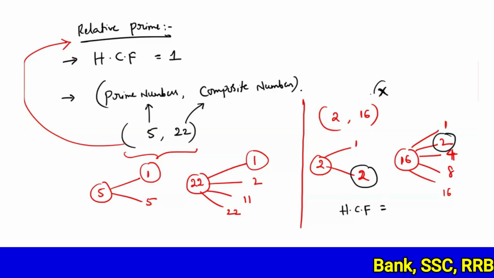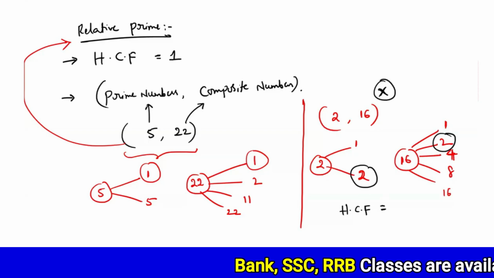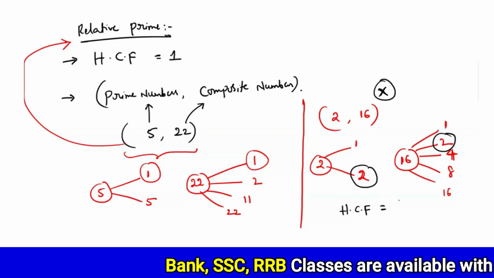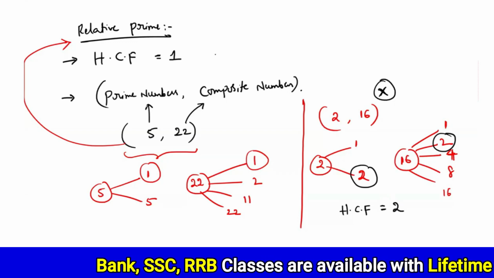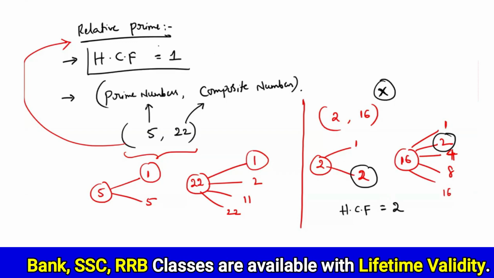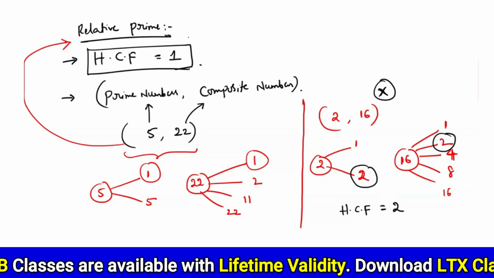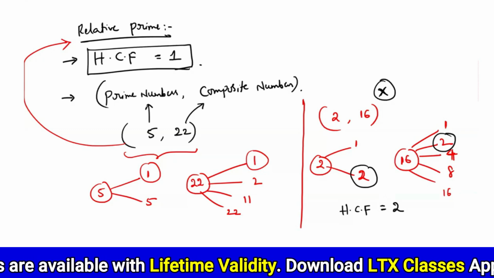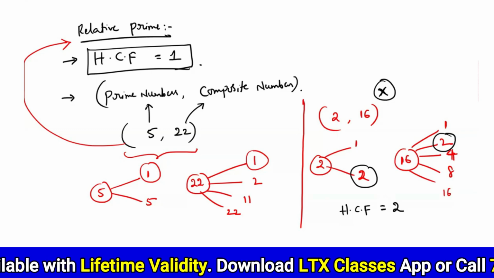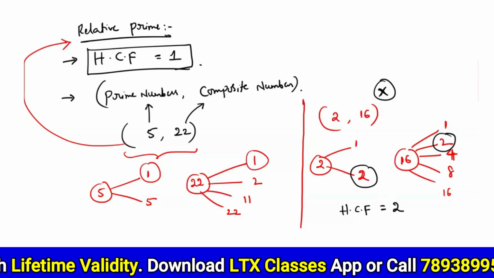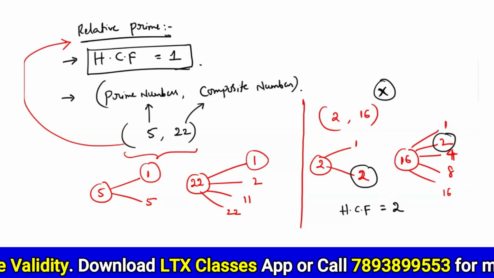Obviously this will not be a relative prime. Okay sir. That will not be a relative prime because the highest common factor is 2. To get the relative prime, the highest common factor must be 1. Okay, clear sir. Don't worry, they will not ask these type of questions for sure. Okay. Just to know the definitions regarding twin primes, co-primes and relative primes.